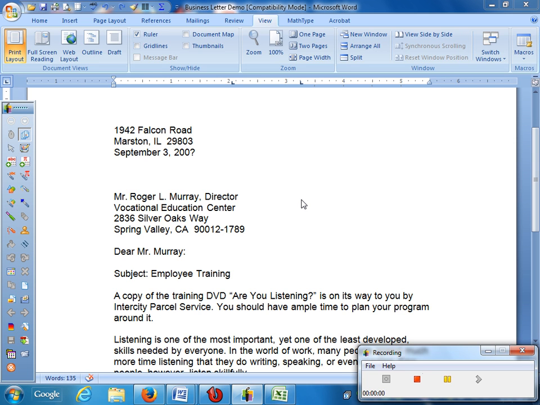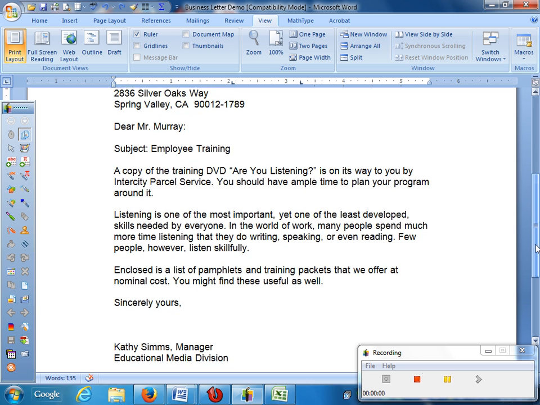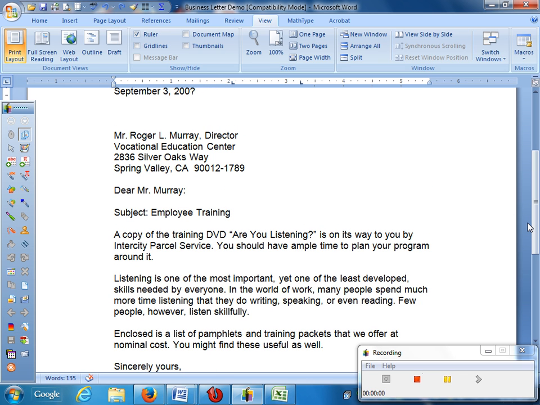Okay, the second one is receiving. You agree? You disagree? That's who you're sending it to? This is the person sending the letter? Yeah. Okay, because let me point out, let me scroll down, or you guys could look down. Who signed the letter? Kathy Sims. So therefore, if Kathy Sims signed the letter, if this is her address, why would it be Mr. Roger L. Murray?